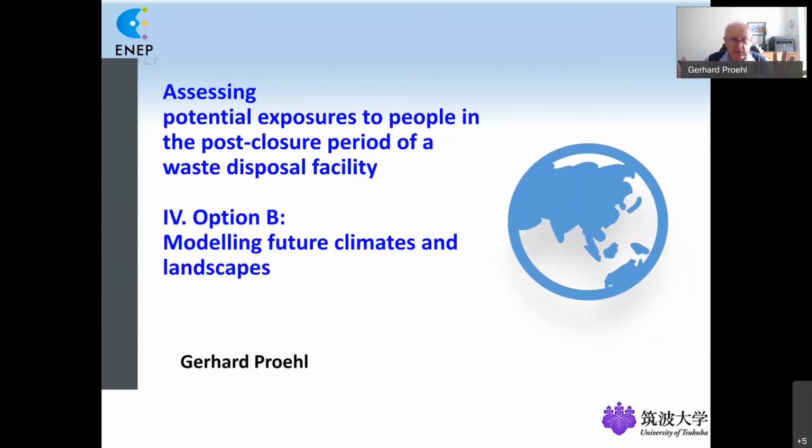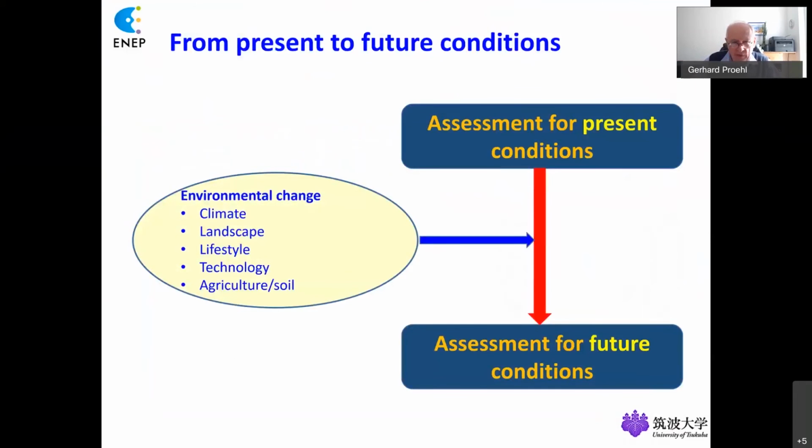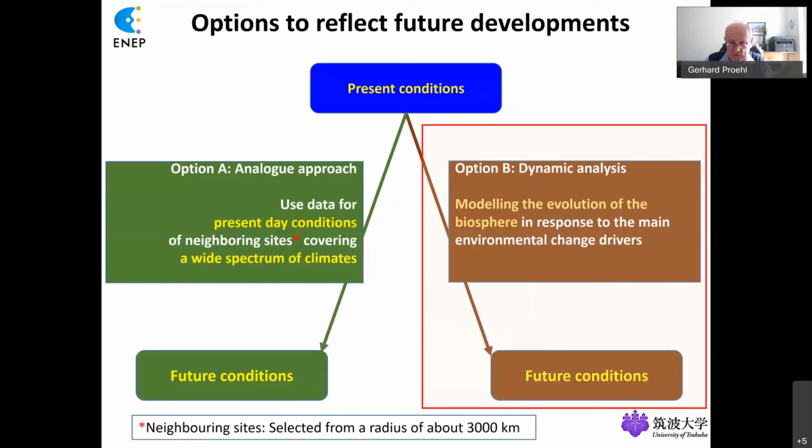Okay, this is about option B. I would like to talk a little bit about modeling future climates and landscapes. You already know this figure, just a reminder: we want to go from present to future conditions. And here we had these two options. A, the analog approach, what we discussed before, and now the dynamic analysis of the climate and the landscape.